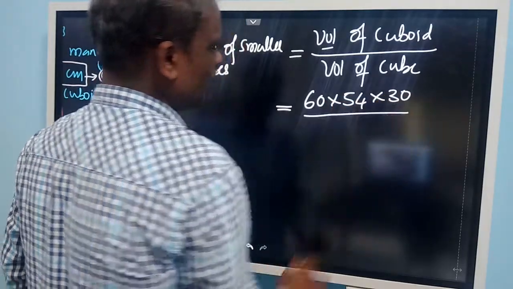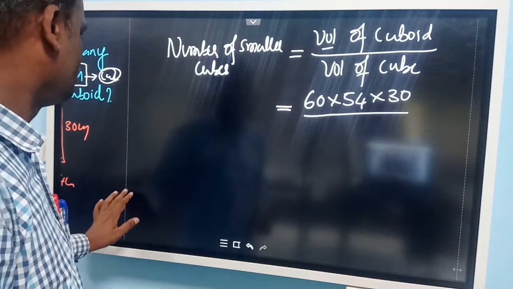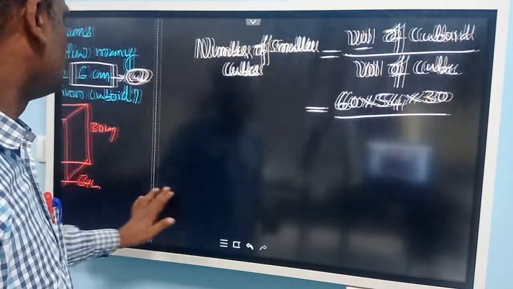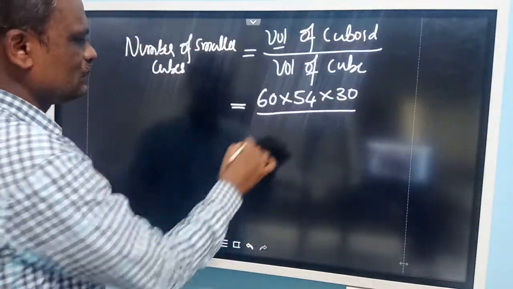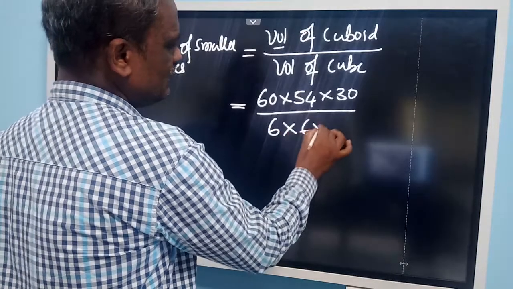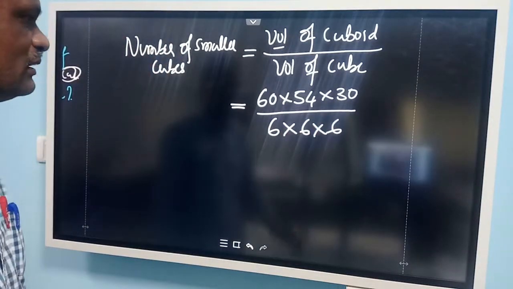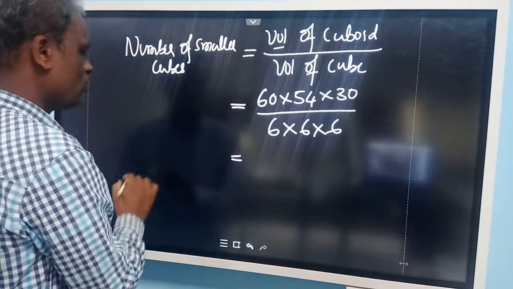What is the formula to find the volume of a cube? L cube. That means 6 into 6 into 6, 6 cube. Now you simplify this, you will get the number of cubes.